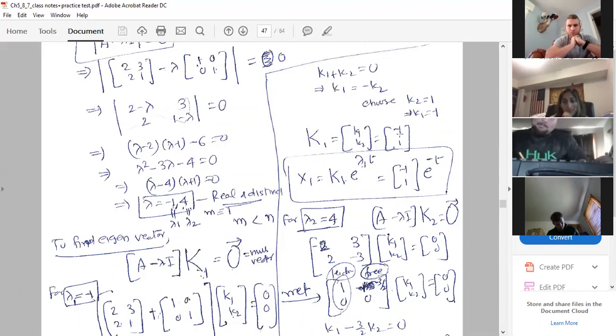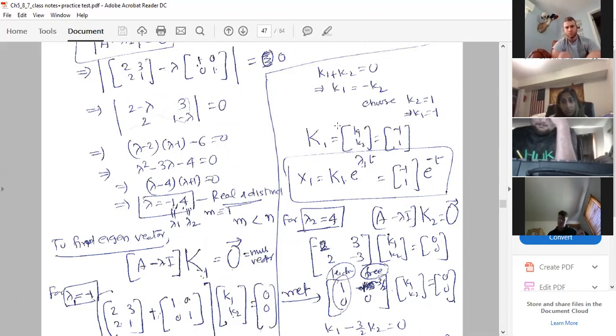K1, -1 and 1, that is my eigenvector. And that's why my solution, my x1, just by that formula set, is equal to K1 e to the power lambda 1t. K1, I figured it out, the eigenvector -1 and 1, actually a constant, and e to the power lambda 1 was -1, so negative of t. That is my x1. So that's why I put the big box over here. I fixed my x1.